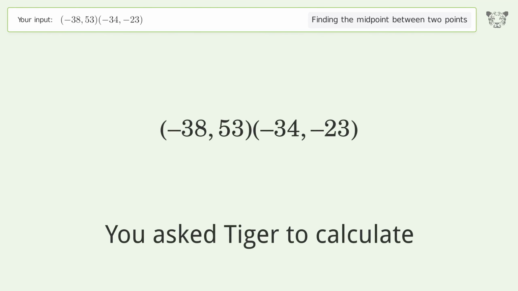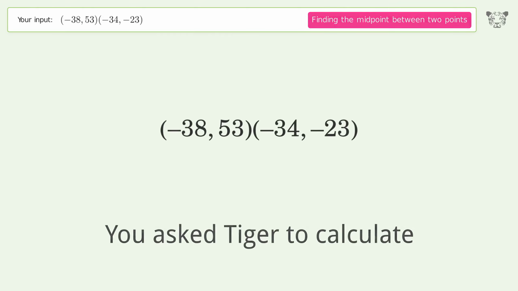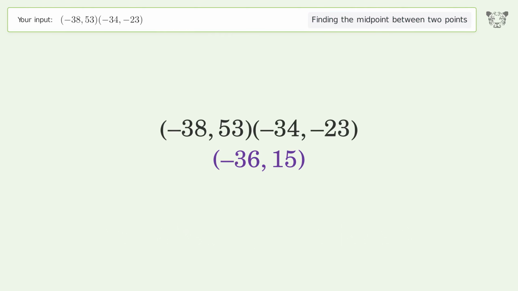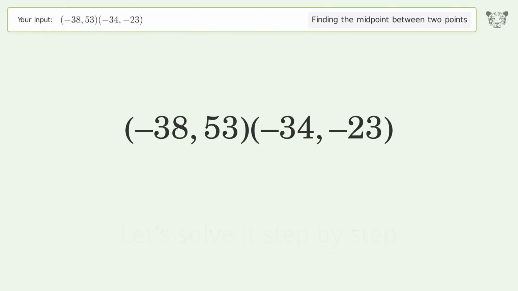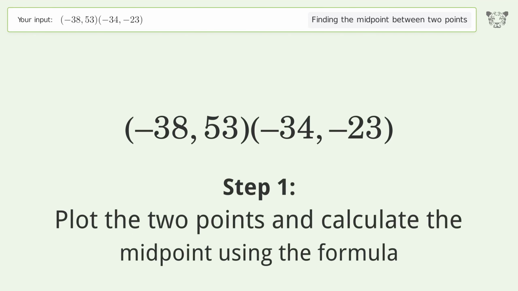You ask Tiger to calculate. This deals with finding the midpoint between 2 points. The midpoint between the 2 points is negative 36,15. Let's solve it step by step. Plot the 2 points and calculate the midpoint using the formula.